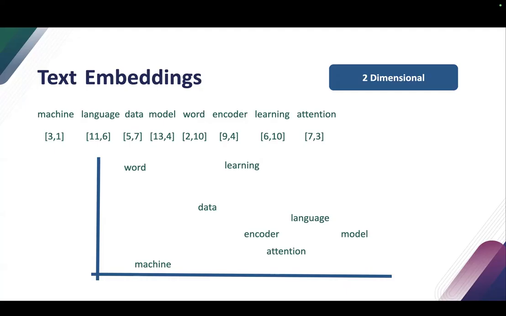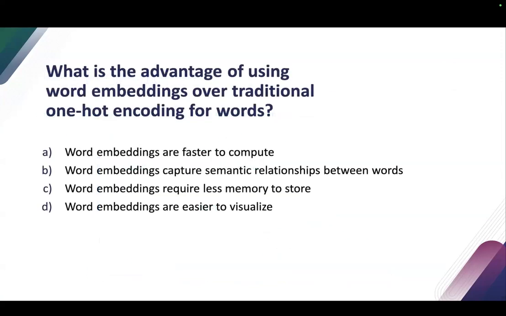Now, in real life, embedding models like OpenAI's embedding models have thousands of dimensions. So it's not possible to represent them in a visual format, but this does give you an idea of how it works.